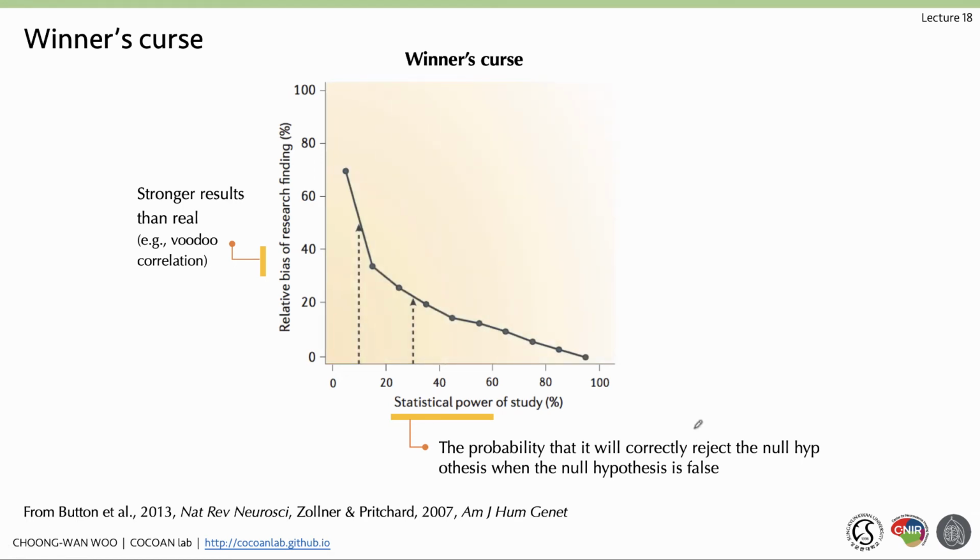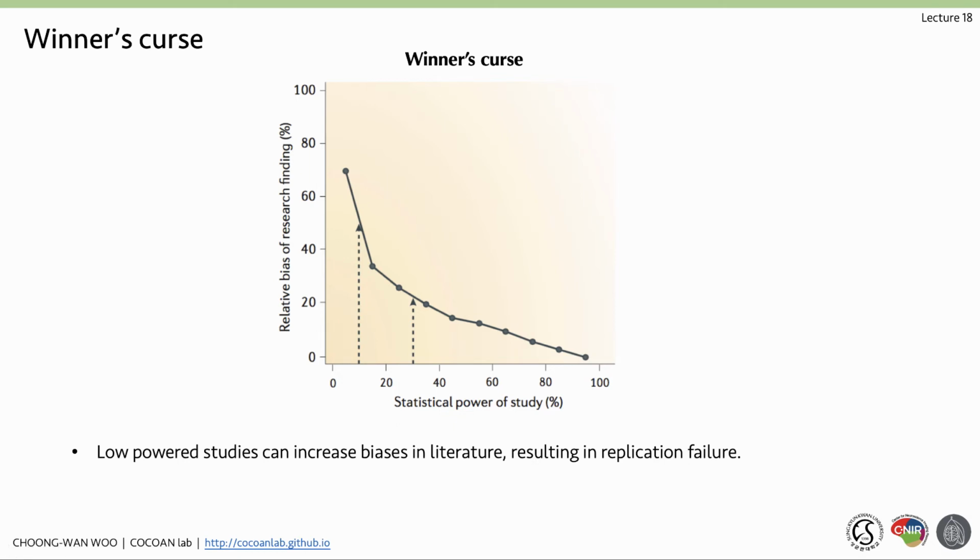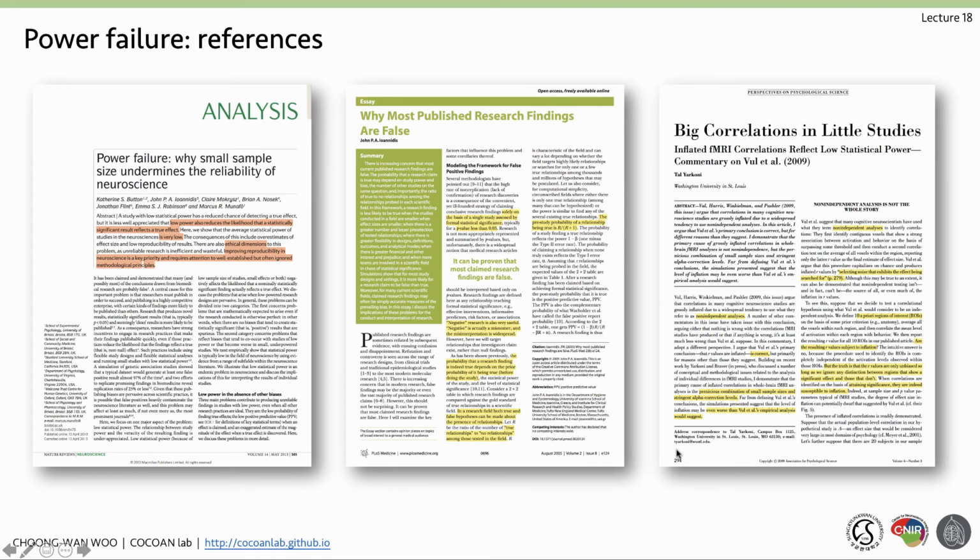And the relationship between these two is negative. That means if we have low power, it is likely that the results that are published can be biased, could be stronger than real. So low-powered study can increase biases in literature. Just at random, we can get the good results and then they publish it. That results in replication failure, and these papers are all about that. Why small sample size undermines the replicability, reliability of neuroscience, why most published research findings are false, low power increased the replication failure. And here, big correlations in little study, again. So inflated fMRI correlations, so this is a better results, stronger results reflect low statistical power.